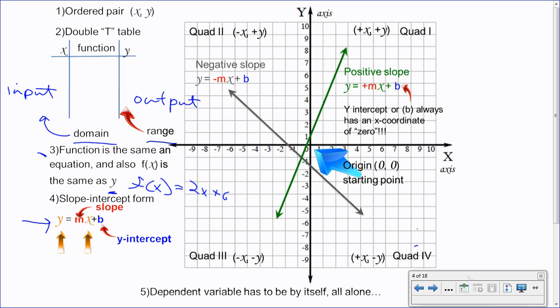Number 4, slope-intercept form. Here, in this form, a couple things. What do you notice about y? It's in front, but what else? More importantly.